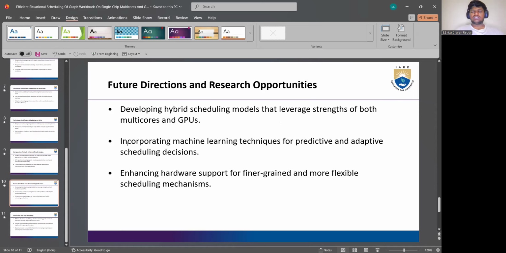There are future research directions and opportunities. Developing hybrid scheduling models that leverage the strengths of both multi-cores and GPUs, incorporating machine learning techniques for predictive and adaptive scheduling decisions, and enhancing hardware support for finer-grained and more flexible scheduling mechanisms. In the future, we can develop hybrid scheduling models which leverage the strengths of both multi-cores and GPUs in a combined way, incorporating machine learning techniques for predictive and adaptive scheduling decisions. We can also enhance the hardware support for fine-grained and more flexible scheduling mechanisms.